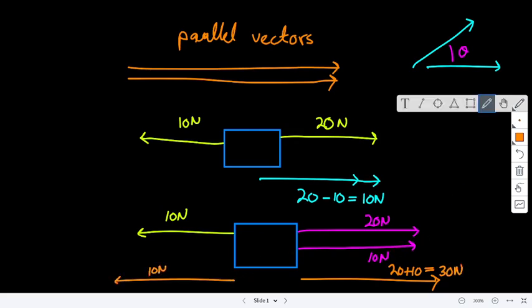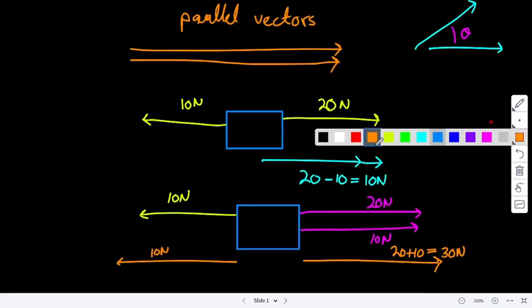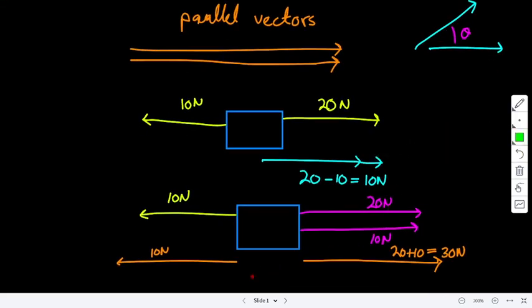So the box will move to the right with a force of 20 Newtons. 30 minus 10 will give you 20 Newtons. So that's how vectors which are parallel are added or subtracted. Now let's move on to some practical examples.